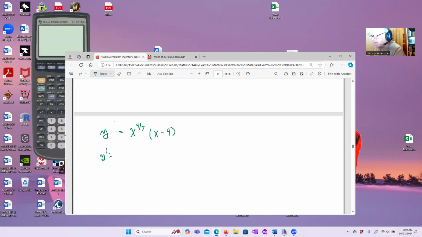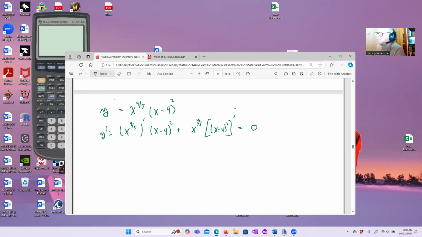So y prime equals, and what I'm going to do is say x to the 4/5, and we have to do the derivative of the first times the second, plus the first, x to the 4/5, times the derivative of the second, oh, this is squared, with brackets around it, tick for the derivative, and we're going to set this thing equal to 0. That's the whole point, right? Take the first derivative, set it equal to 0, solve for x. That's what we're going to do. So let's go ahead and start taking derivatives.